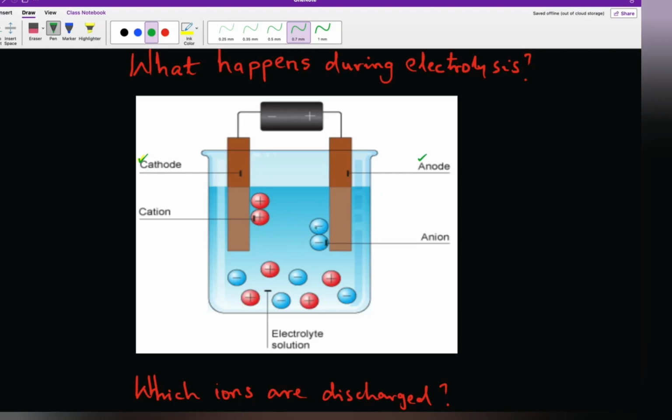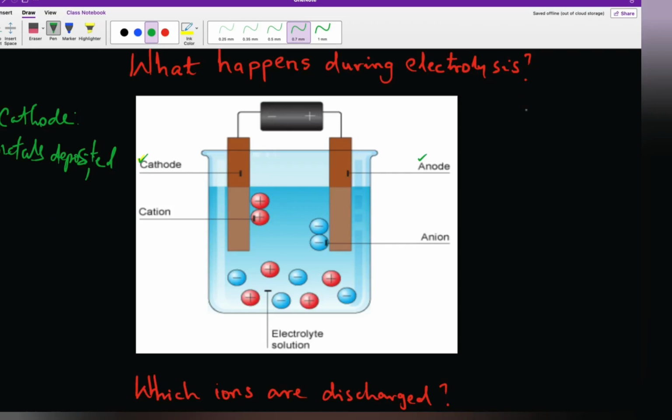So in all, we can summarize that during electrolysis, at the cathode, what happens? Metals are deposited at the cathode.